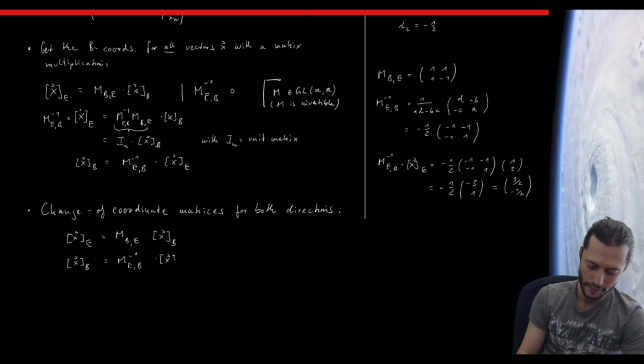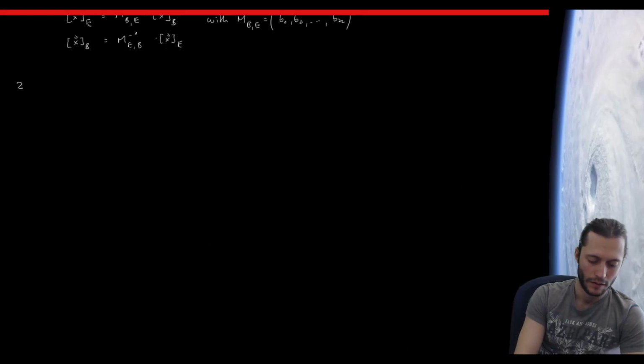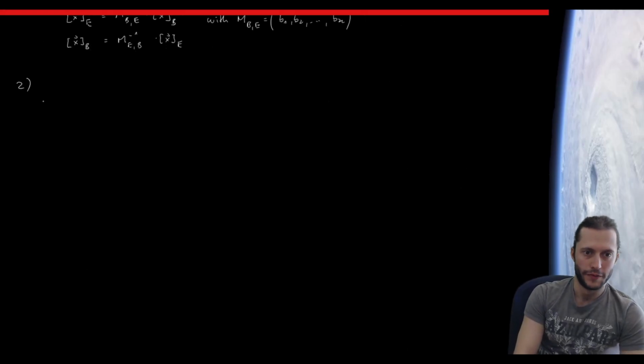And we put in the other coordinates. And most importantly, M_BE was very easy to construct. It was just the B basis vectors, expressed in regular coordinates, of course, in columns. So really nothing to do. That was already chapter 1.